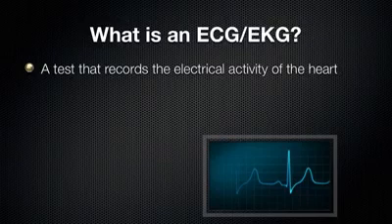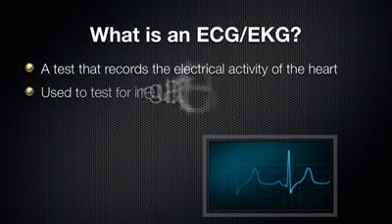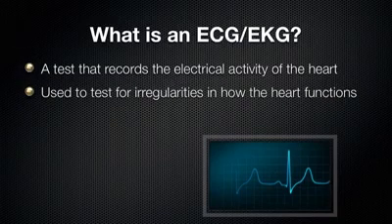We looked at how the SA node starts the signal, and we looked at how that signal spreads to the rest of the heart. And you can always go back to episode 46 for more details on how that works. Now, the ECG is used to test for irregularities in how the heart functions. And you've probably either seen this firsthand in a hospital or on TV. You can look at the electrocardiogram and it will tell you if the heart is working the way it should.